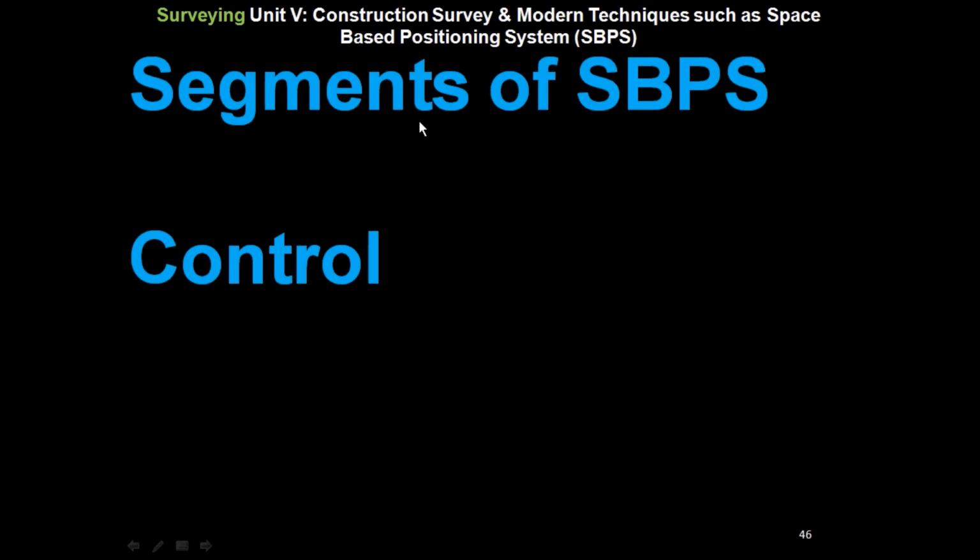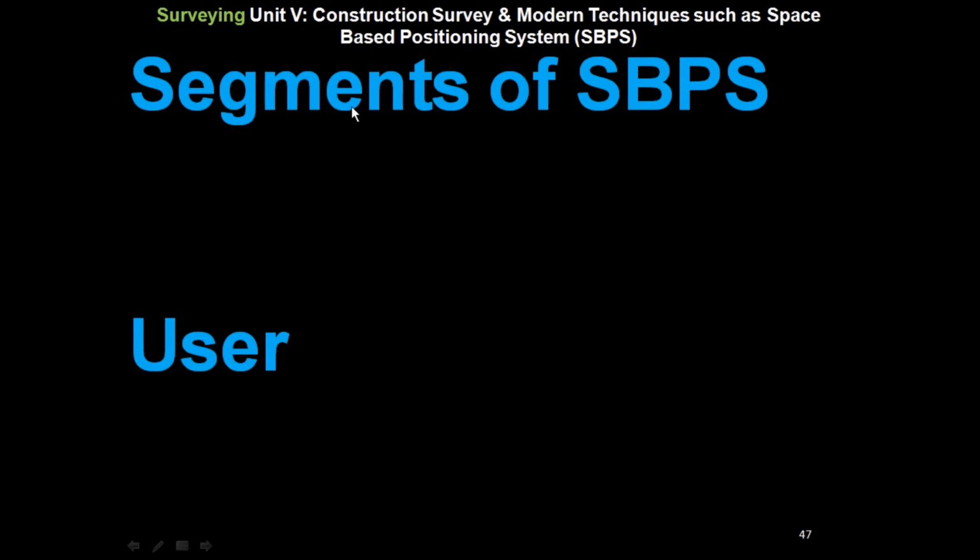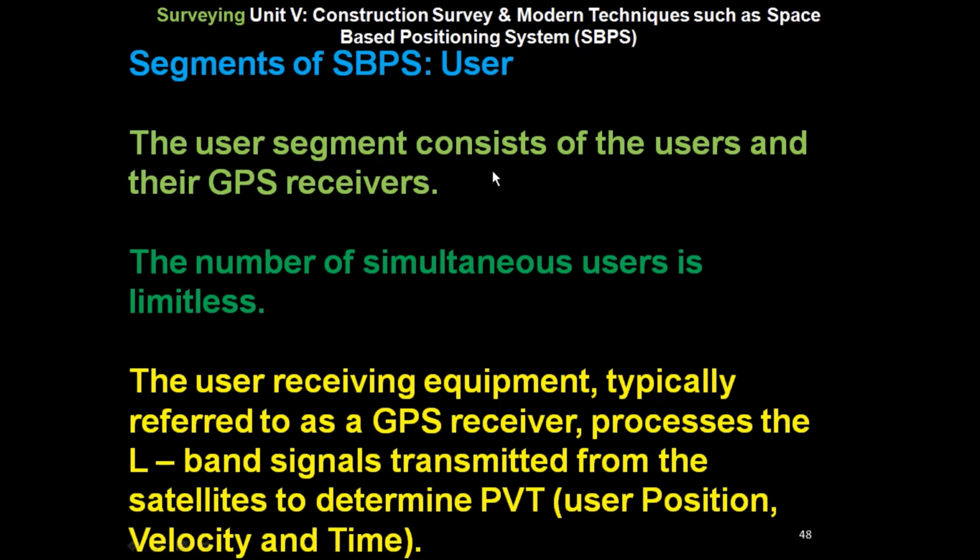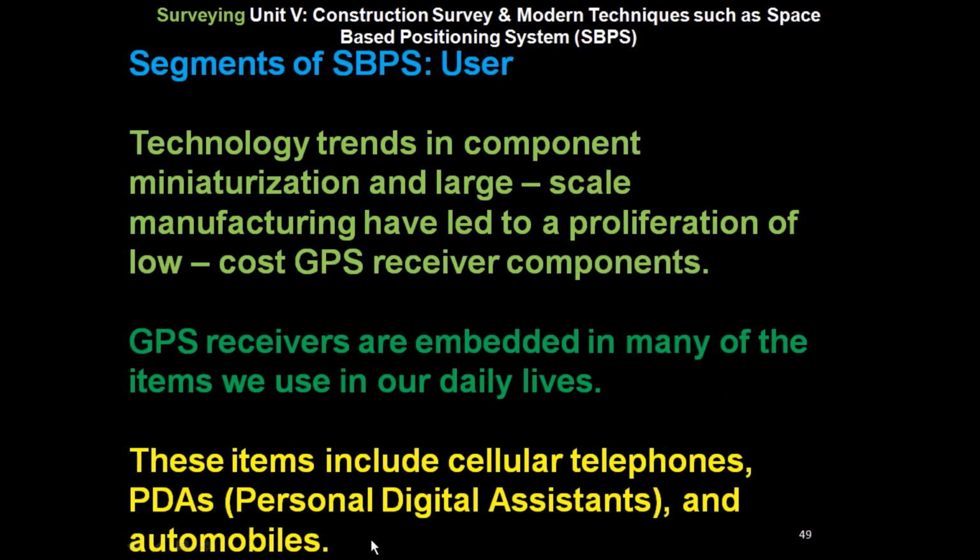So we have seen the segments of SBPS, the second, that is control segment. Now we will see the another segment of the SBPS, space-based positioning system, the user segment. The user segment consists of the users and their GPS receivers. The number of simultaneous users is limitless. The user receiving equipment, typically referred to as the GPS receiver, processes the L-band signals transmitted from the satellite to determine the PVT, that is user position, velocity and time.